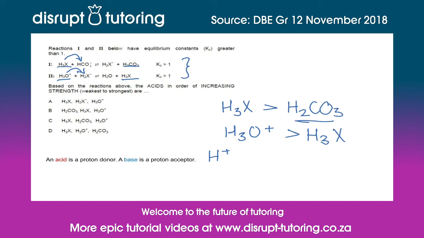So the weakest acid in this case will be the carbonic acid, and the only option with the carbonic acid as the weakest acid is option B. That also tracks with what we have for the H3X and the H3O+, because the H3O+ is the strongest acid, and then H3X is the medium strength acid in this case.